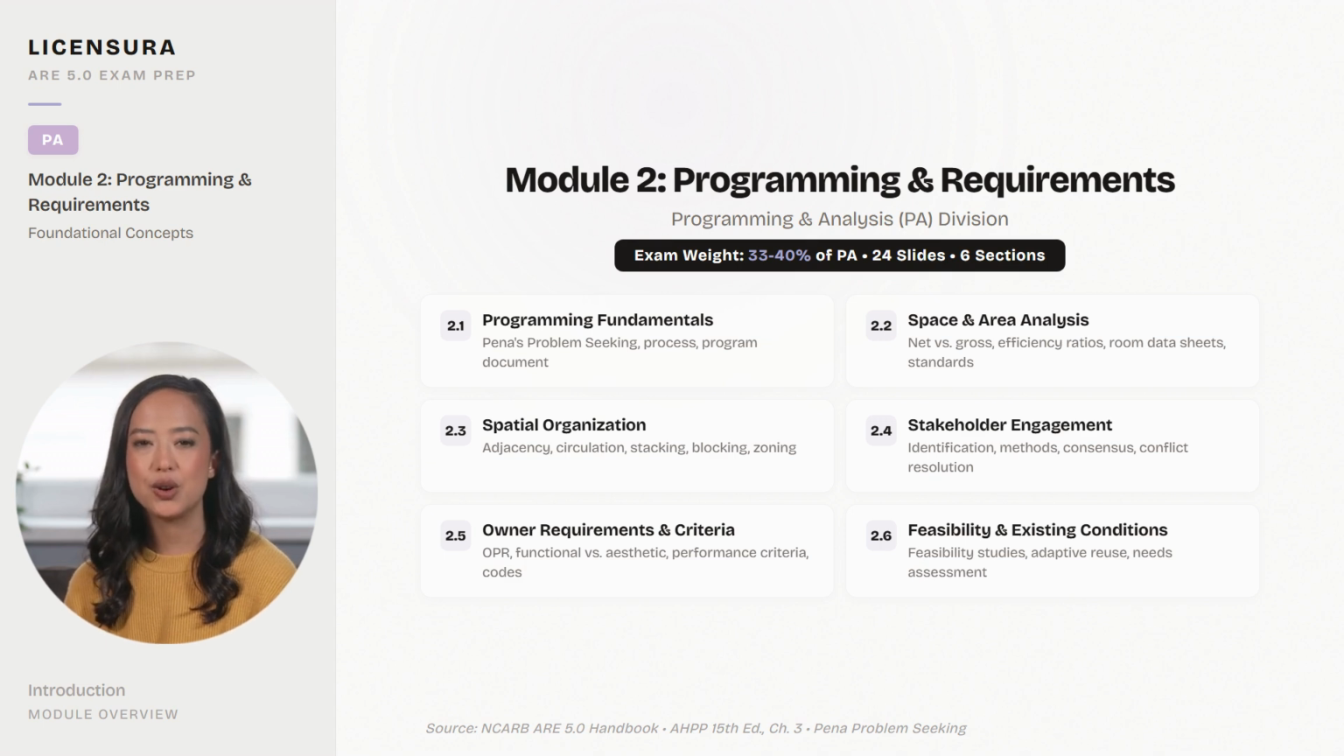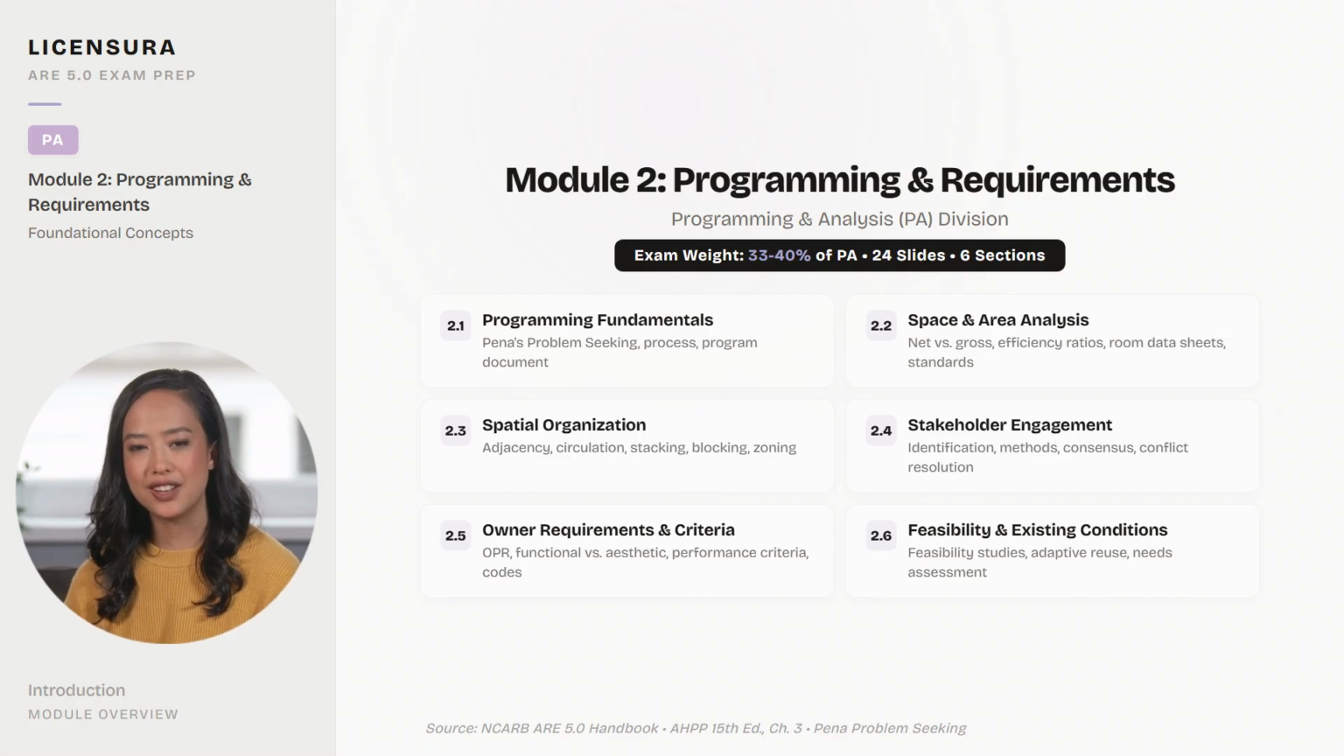Welcome to Module 2 of Programming and Analysis, Programming and Requirements. This module is about understanding the problem before you design the solution. Buildings fail when architects skip this step. Sites flood, programs miss the mark, zoning blocks construction, and owners end up with the wrong building on the wrong site. NCARB dedicates 33 to 40% of the entire PA exam to this one module. So if you're going to invest your study time wisely, this is exactly where to focus.